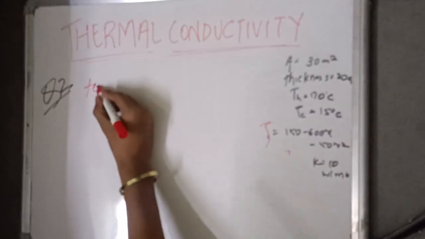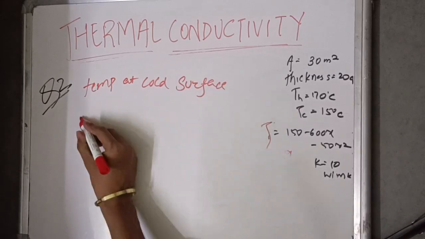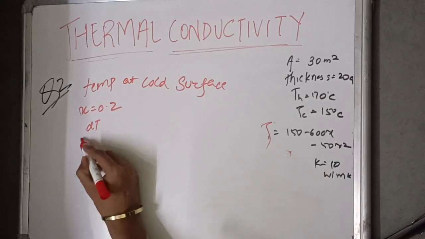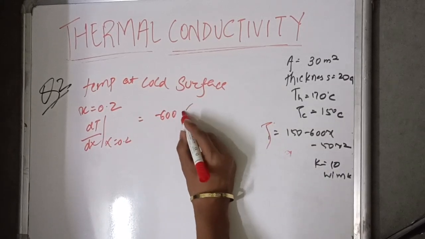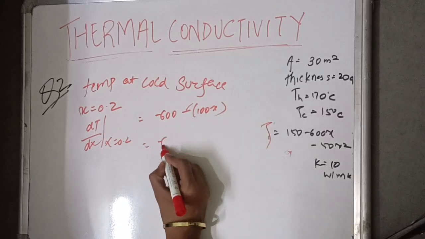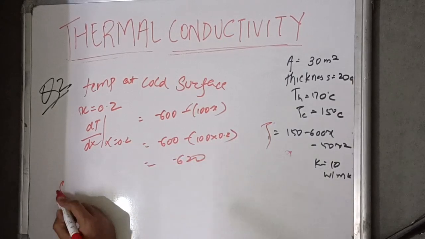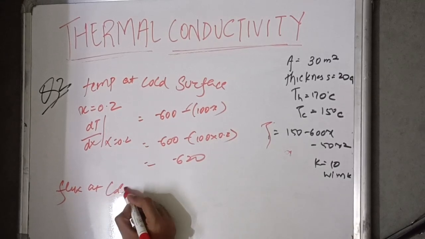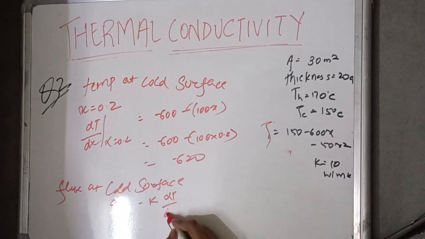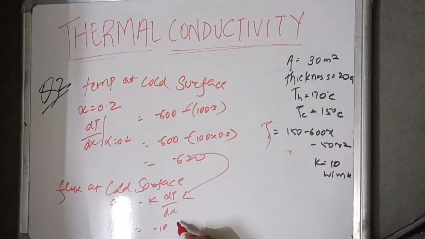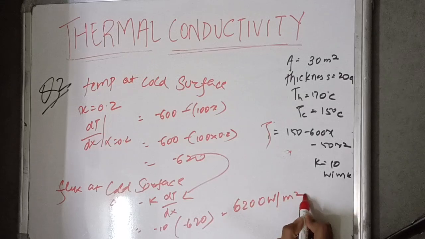Now we will find the temperature at the cold surface. At x equals 0.2, dT by dx is minus 620. Flux at cold surface is minus k dT by dx. We know the value of k is 10. We just put this value and got 6200 watt per meter square flux at the cold surface.